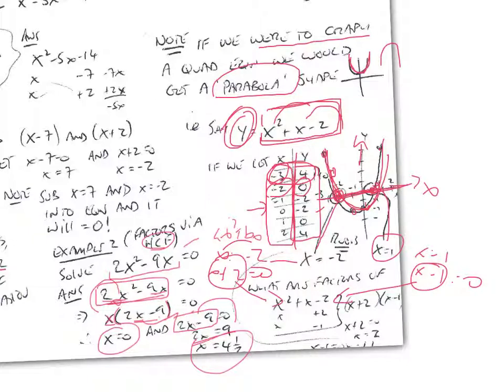So x plus 2 by x minus 1 would give us the original equation, and that's why they're known as the zeros, because they tell us where the plot of the graph of the equation cuts the x-axis at y equals 0.